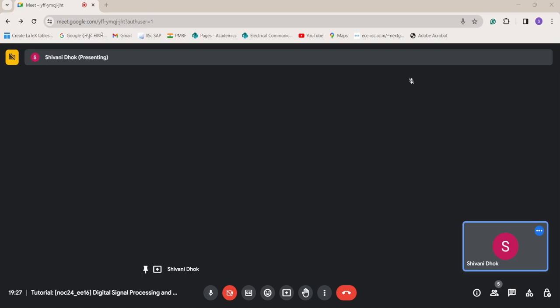Yeah, this is correct. Sorry for the mess I have created. So omega p upon omega c to the power 2n should be less than or equal to 10 to the power minus kp by 10 minus 1.